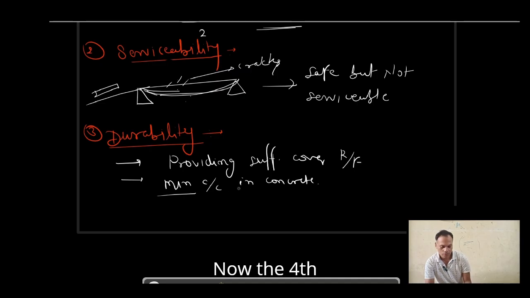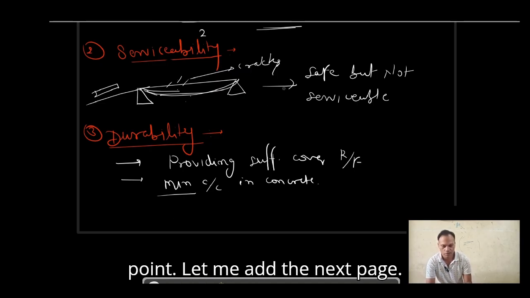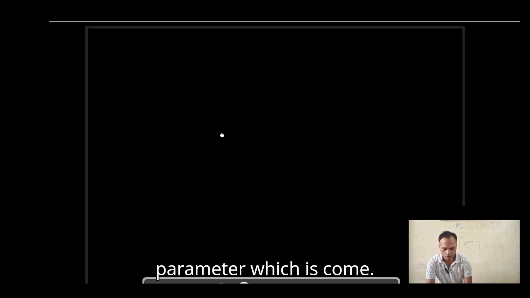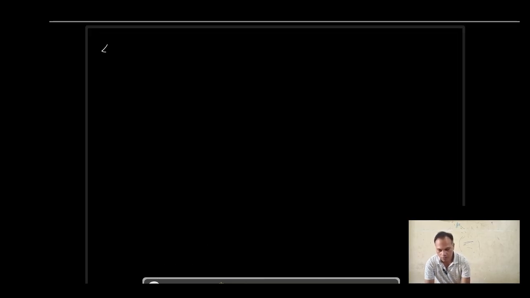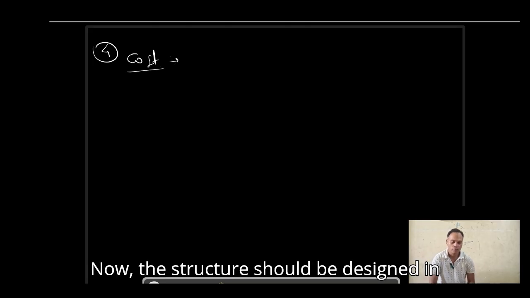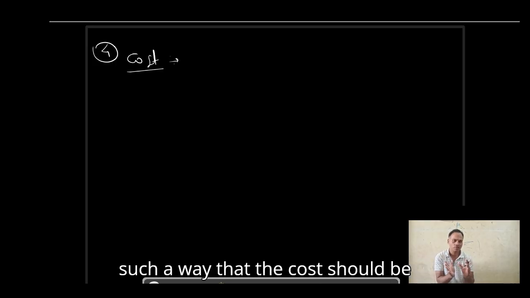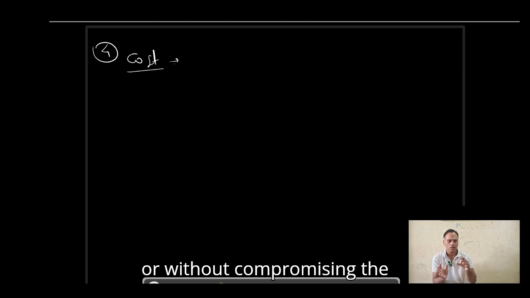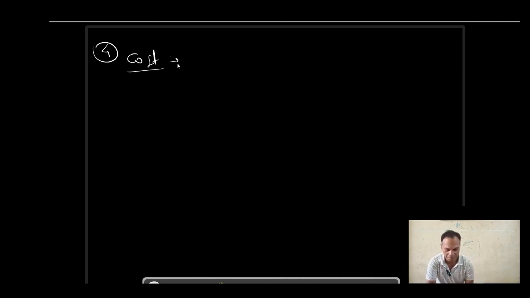Now the fourth parameter is cost. The structure should be designed in such a way that the cost should be minimum without compromising the quality and the purpose of the structure. So the structure should be economical.